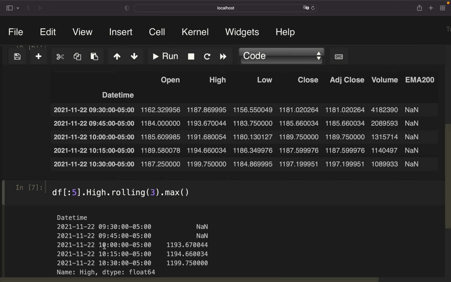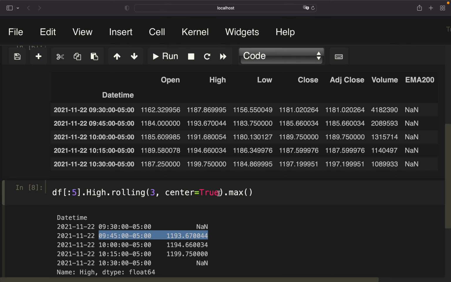But let's take a look at where we have a max value. So if we are taking a look at the data frame now, you see that the max value is at 9:45, right? So we have to center the rolling function here. And now we see we are getting the actual max value at 9:45, where we actually have this max high value. All right.